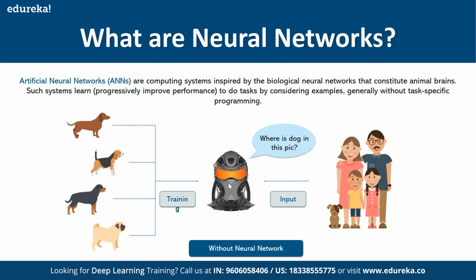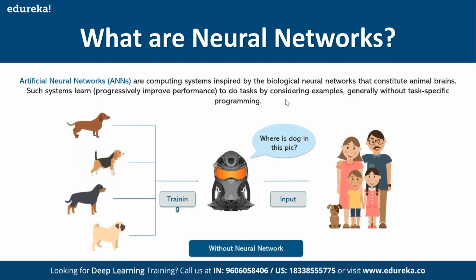Similarly, what we are trying to show you here is, if your mind doesn't have neurons, and suppose you see some human beings but you're only seeing the dogs, you're not seeing the other parts. Why? Because your mind has not been trained.